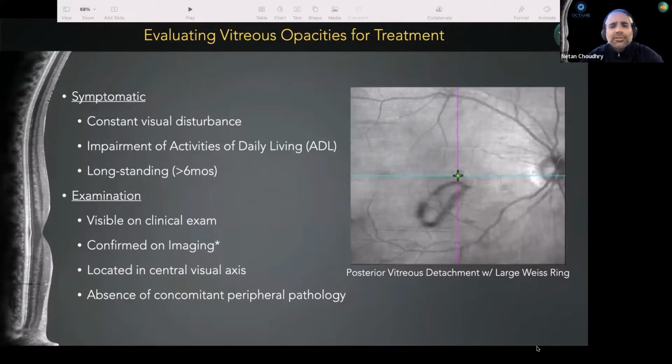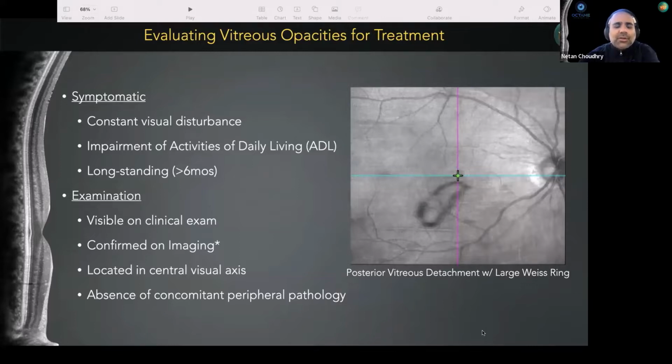When I'm evaluating patients for vitreous opacities, I definitely focus on symptomatology. Is it a constant visual disturbance? Again, is it impairing their activities of daily living? Long-standing, it's got to be at least 6 months. Why? Because every PVD under the sun will show up in your office complaining of floaters within the first period of time that they've experienced the detachment of their vitreous. So giving them some time to neuroadapt and making sure that you're not taking everybody to a procedure that they could otherwise avoid.